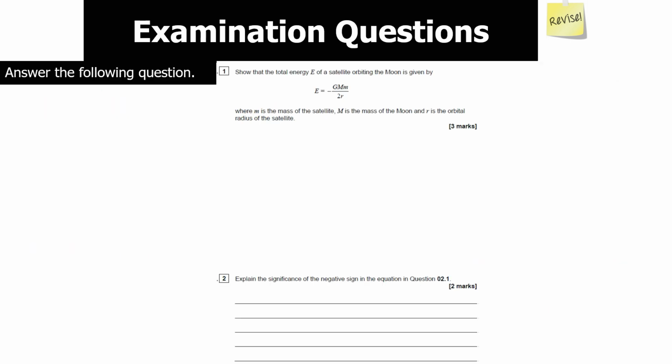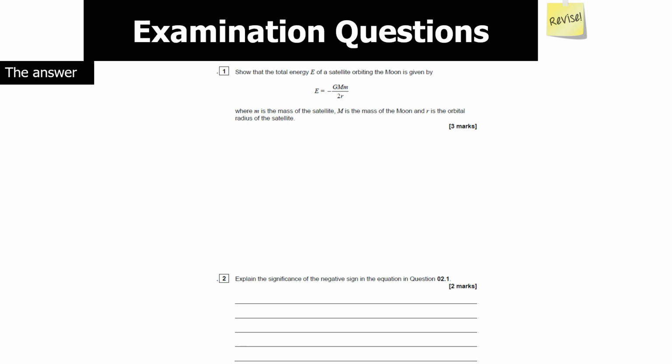The next question says, show that the total energy E of a satellite orbiting the moon is given by the equation E equals minus GMm over 2r, where small m is the mass of the satellite, big M is the mass of the moon, and r is the orbital radius of the satellite. Then explain the significance of the negative sign in the equation. So pause the video now, then unpause the video when you want to go through your answer.